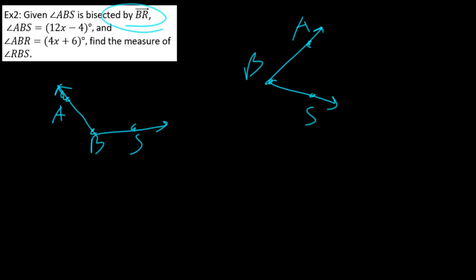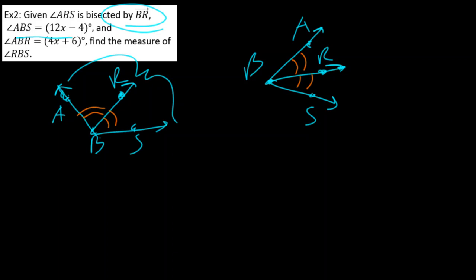It says it's bisected by ray BR. So ray BR is going to be here from B to R. And what do we know about bisecting an angle? Well, it's cutting it into two congruent sections, or two congruent pieces. Okay, so what do we know here? We know that angle ABS is 12x minus 4. A to B to S is going to be this whole thing, which will be 12x minus 4.